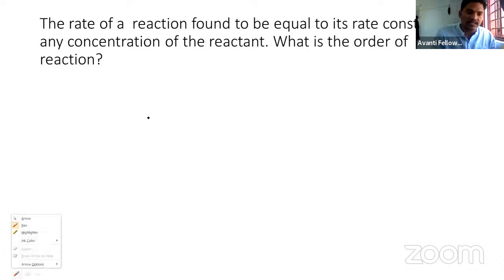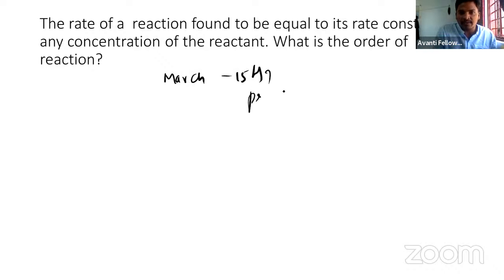Now, another headache on our front is what? From March 15th onwards, we are having pre-board examinations, and our exam is on the 21st.